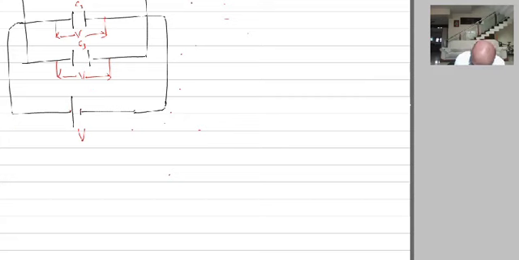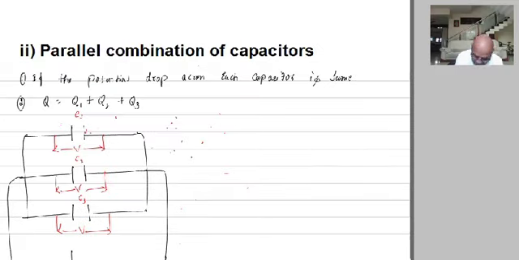Now suppose the charge on the first capacitor is say Q1, the charge on the second capacitor is say Q2, the charge on the third capacitor is say Q3, and the total charge is Q. Then Q is equal to what? Q1, Q2 and Q3 sum. So here it is plus Q1, and on the right plate it is minus Q1. Here it is plus Q2, and on the right plate it is minus Q2, plus Q3 and minus Q3. This is how it is.